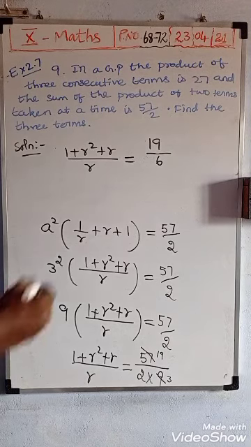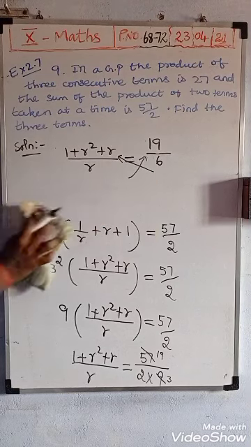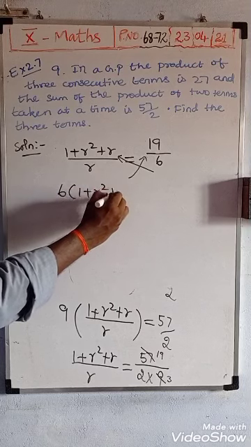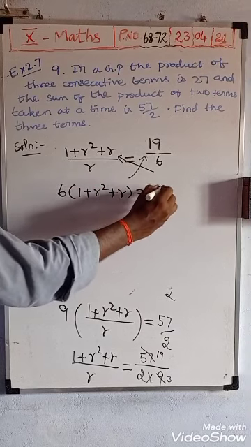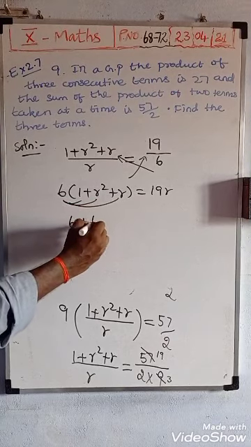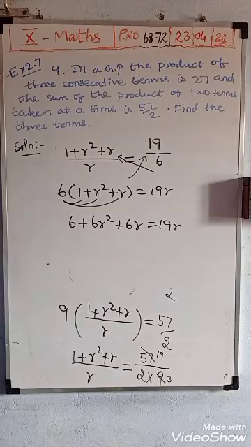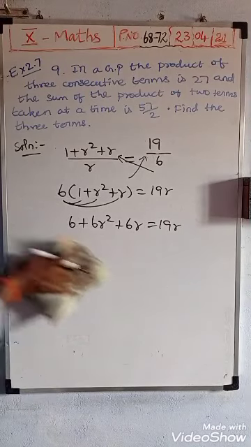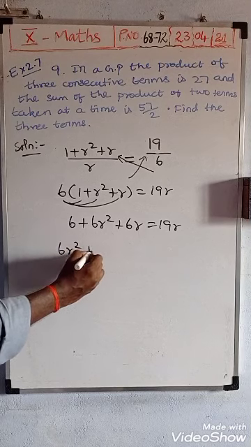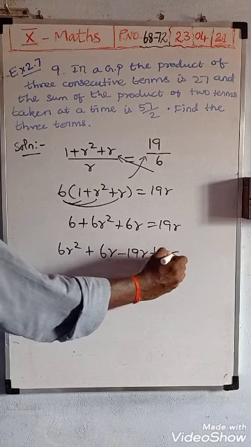Now do cross multiplication. So 6 goes across and r goes there. Simplify: 6 times 1 plus r squared plus r is equal to 19r. Now 6 is common for each term, so 6 plus 6r squared plus 6r is equal to 19r. Now plus 19r on this side comes as minus 19r. First is 6r squared, next 6r minus 19r plus 6 is equal to 0.